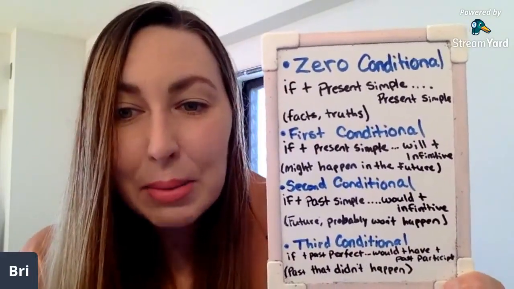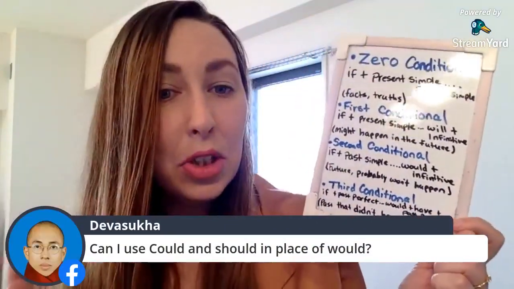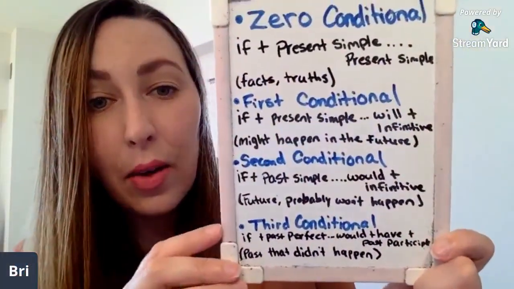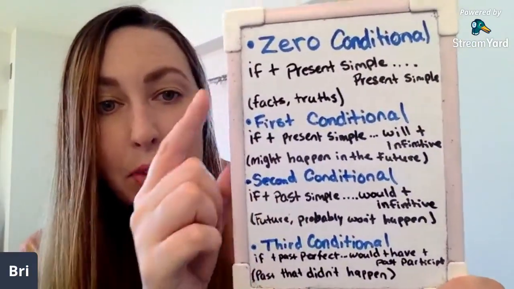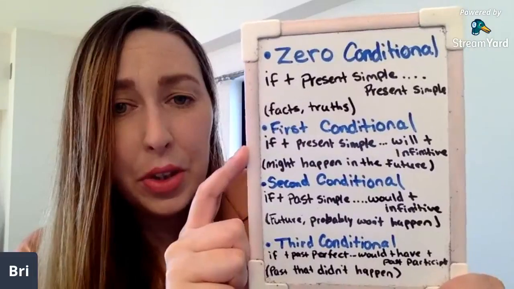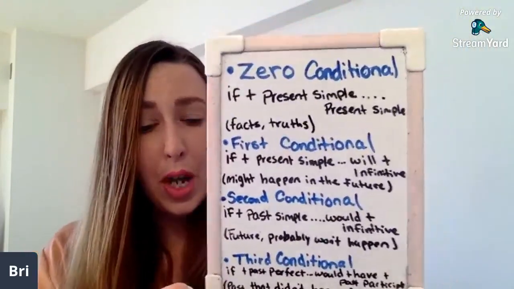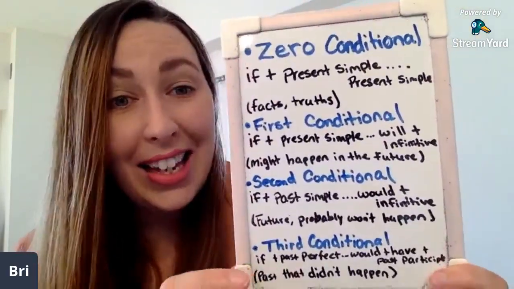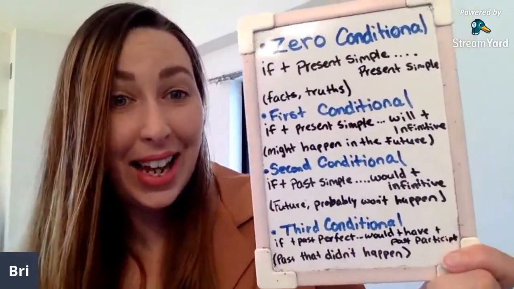Okay, so Devaska has been asking this question. I think I can answer you now since we're doing the review. Can I use could and should in place of would? So yes, in some cases. For example, you can't use it in the zero conditional. And I wouldn't use could or should in the first conditional, so it's something that might be true. You could use, for example, I can or I might. For example, if you call, I might answer the phone.